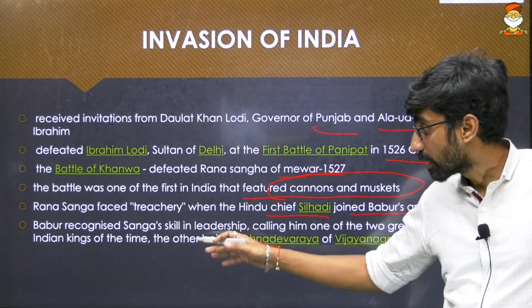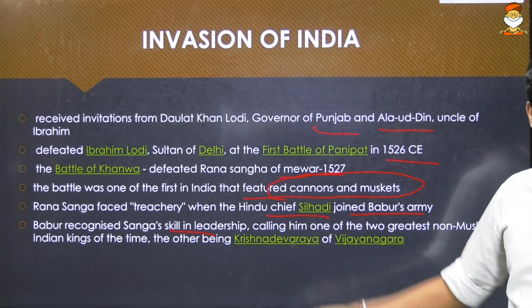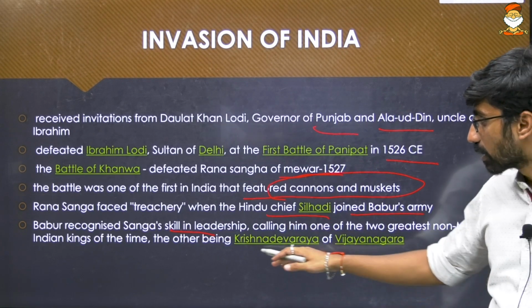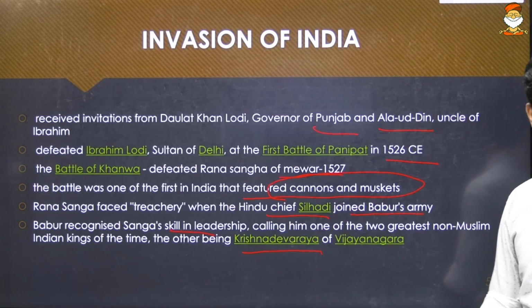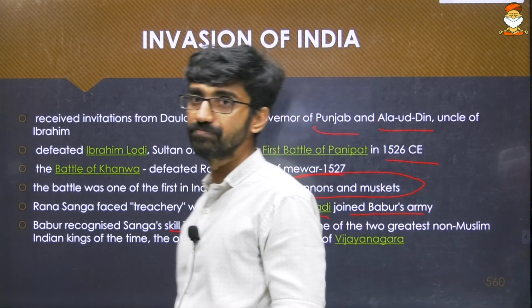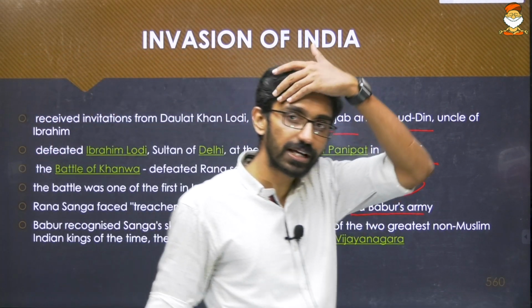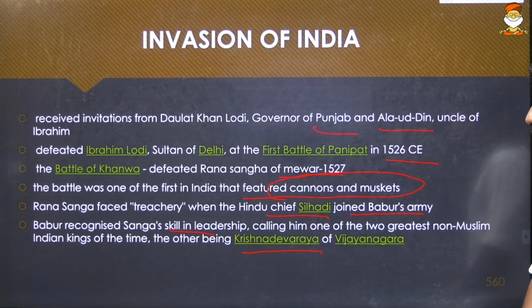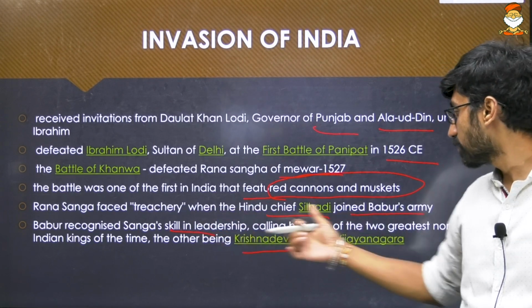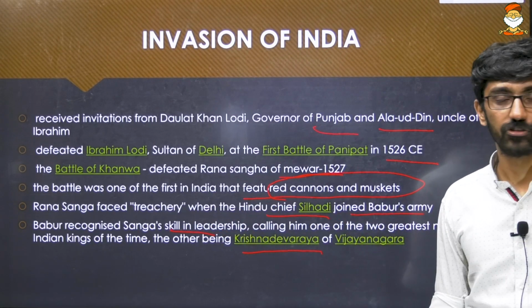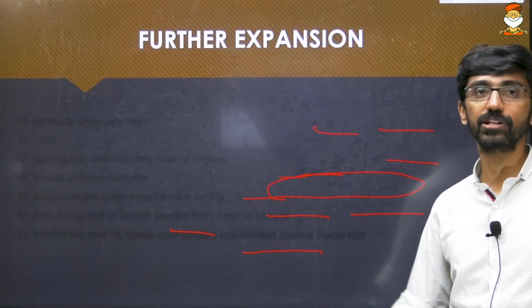At the same time, Babur recognizes Sanga's skills in leadership, and he also talks highly about the contemporary king of Vijayanagara, Krishna Deva Raya. We'll talk about Krishna Deva Raya also. These are the two greatest non-Muslim kings, he says. Particularly, he recognized Sanga as well as Sri Krishna Deva Raya. The Deva Rayas are different; Sri Krishna Deva Raya is different.